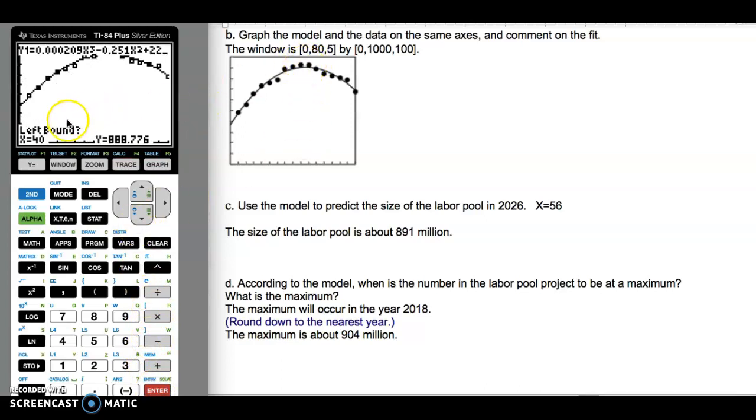So the calculator is asking for a left bound. So basically, you move your cursor to the left or to the right, and you want to be to the left of this maximum. So just come somewhere over here. Make sure you're to the left of the highest value that you see on the screen. Press enter, that's a left bound. And then for a right bound, you move your cursor to the right, and you want to be somewhere to the right of that maximum. So over here, press enter. And then press enter one more time.